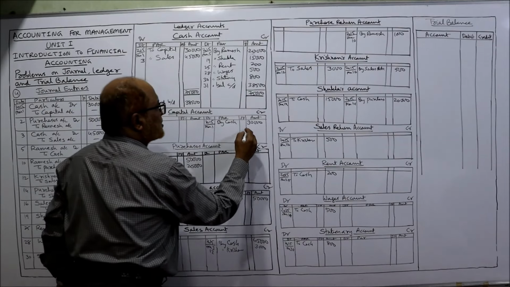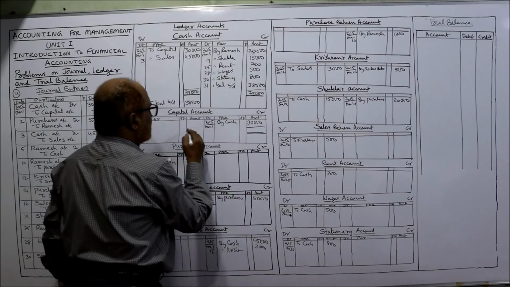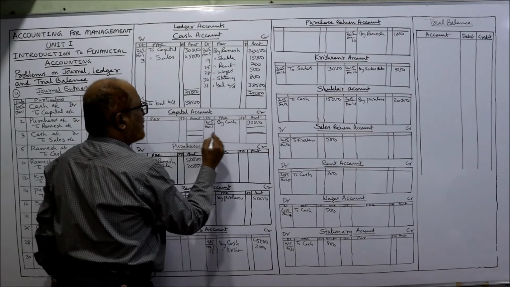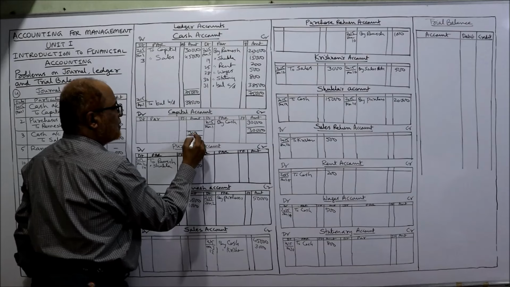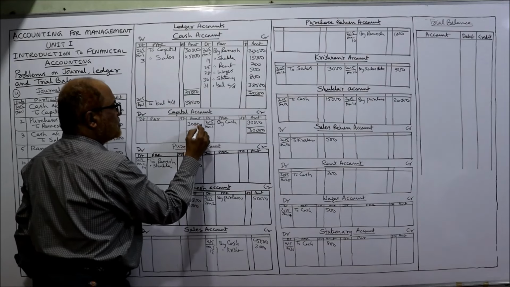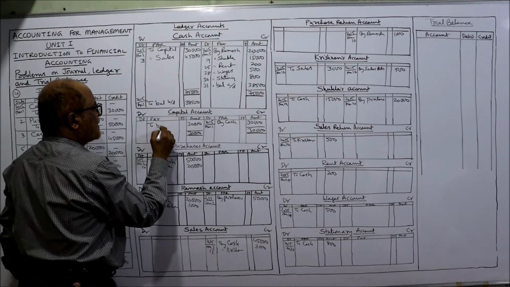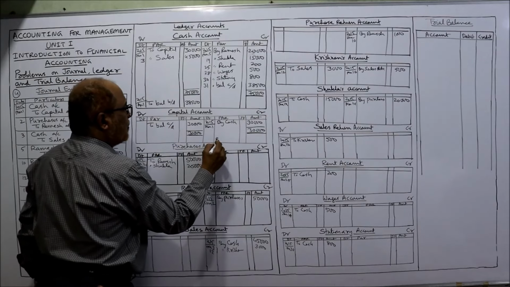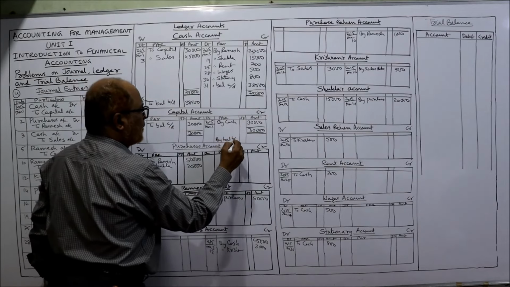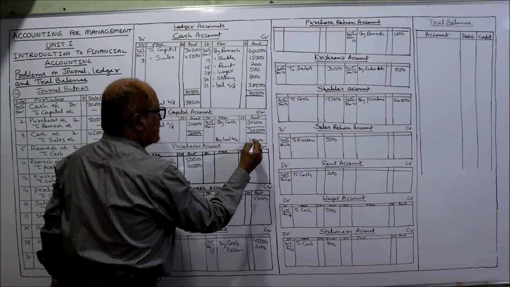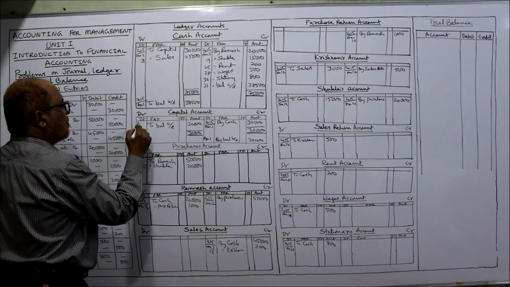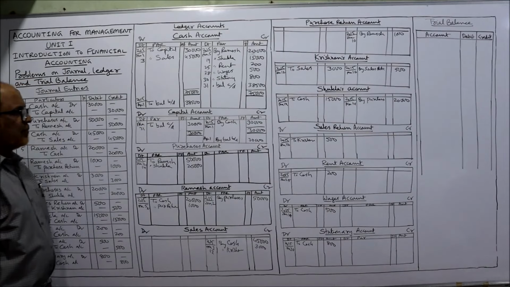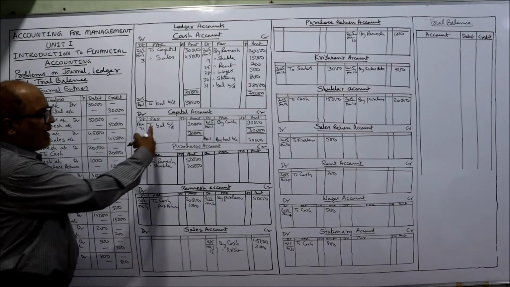Similarly, capital account. Capital account, nothing is there on debit side. So same 30,000 I am taking here. Same 30,000, so here also 30,000 to balance carried down. Here by balance brought down 30,000. This is April 1. This is March 31st. Over. Capital account is balanced.